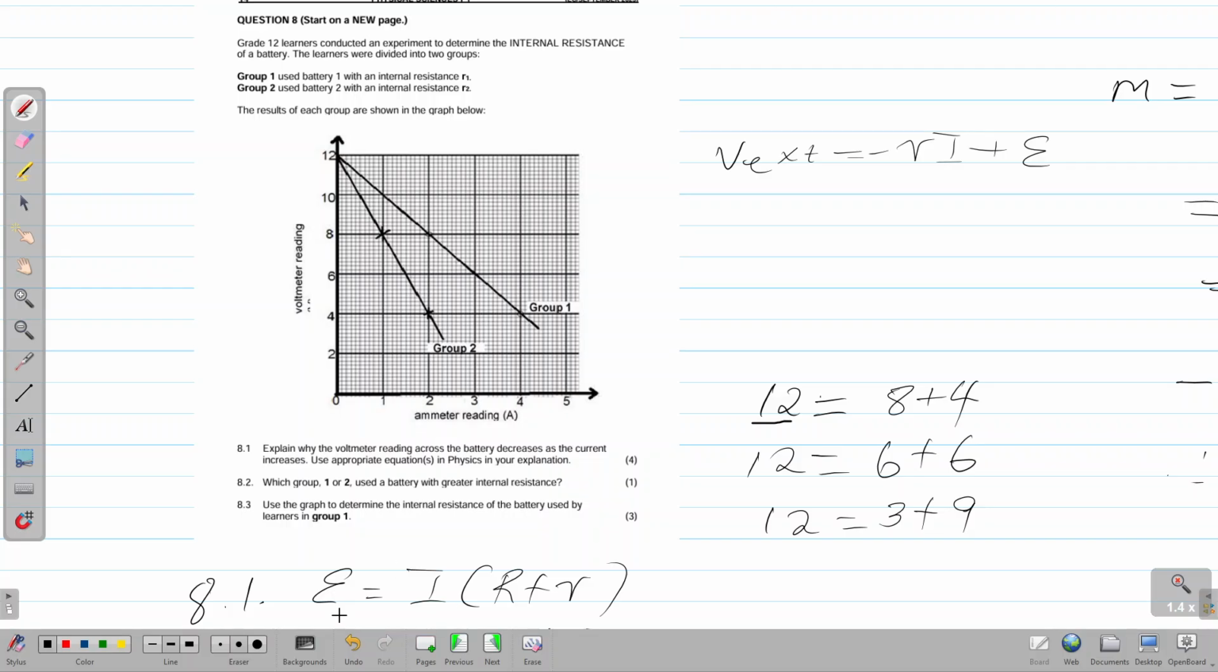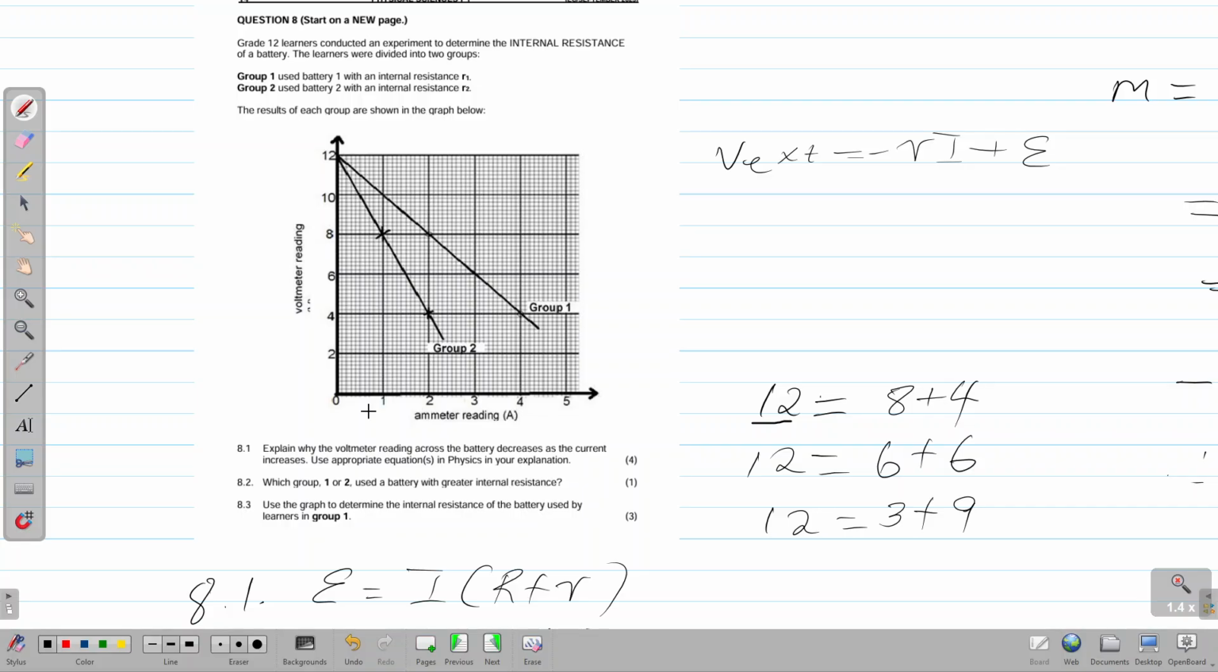Okay, so basically how you answer this question, since it's in this form, all you have to know is the magnitude of the gradient of both of these lines. So we'll look at the gradient of the lines and then deduce which one should have a bigger R. Basically, if it's more steep, then the internal resistance is larger. And obviously that's group 2, because both of them start at 12.